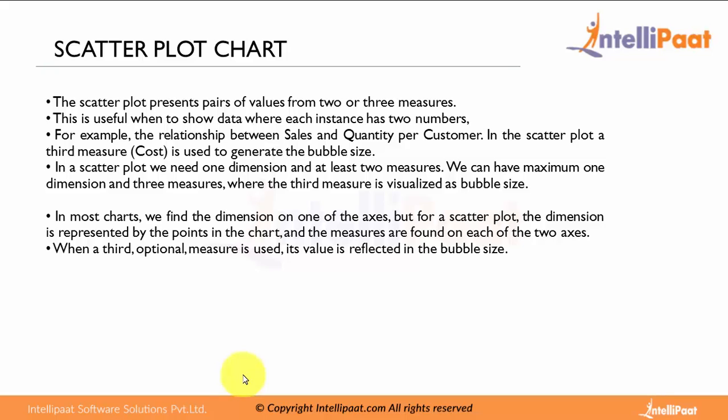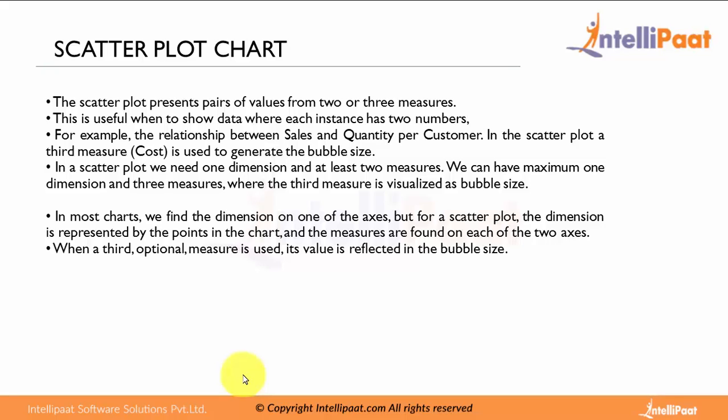The scatter plot chart presents pairs of values from two or three measures. So you can see the x-axis, y-axis, and z-axis. The third axis, if you enable it, is called the bubble size, and then it is also called a bubble chart. This is useful to show data where each instance has two numbers, for example, the relationship between sales and quantity per customer.